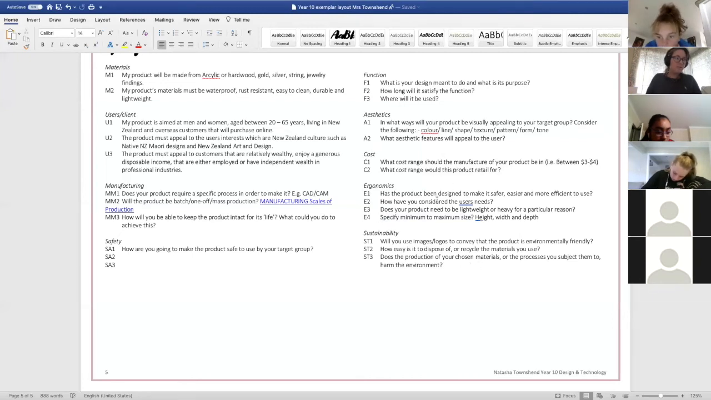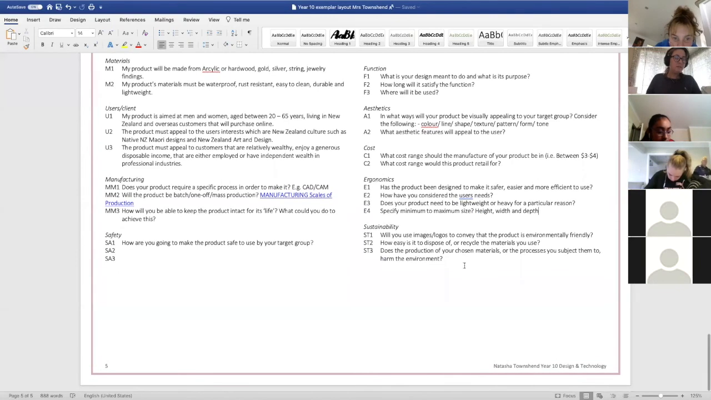Now, you don't have to have 4 ergonomic specifications. If you didn't come up with 4, that's okay. So, do you think we're okay to move on, guys? Yeah.